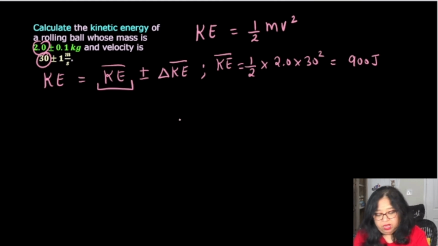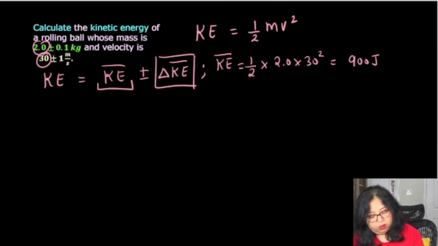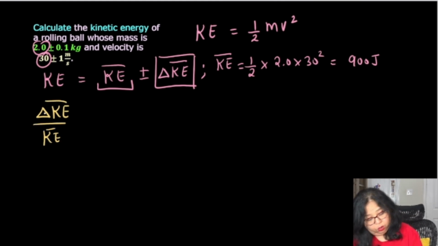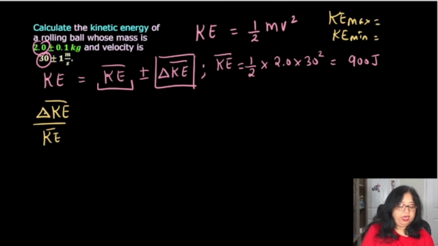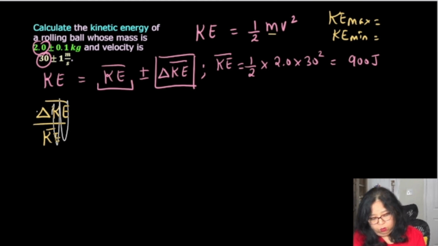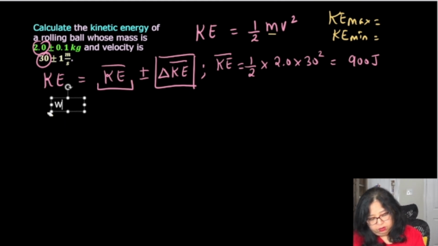Alrighty, next I need to figure out what the heck this delta KE bar is. Now to do this, we're going to go ahead and find KE max, KE min, and go from there. To find KE max, use the maximum value of m, which is 2.0. Okay, you know what? Let's do that. Why not? Let's do it.